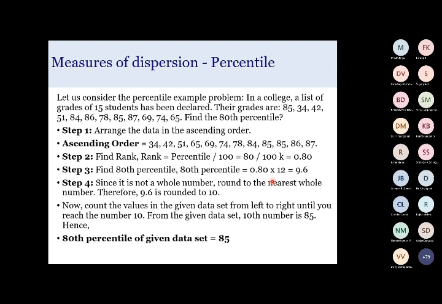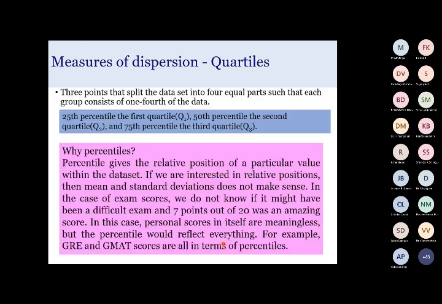So if you are getting this value as fractional, you can directly take the value which is in position 10. In position 10, you have to search from left to right in the ordered data. You will get 85. So what you can conclude is 80 percent of the grades are less than the mark 85. So this is how we have to calculate the percentile.